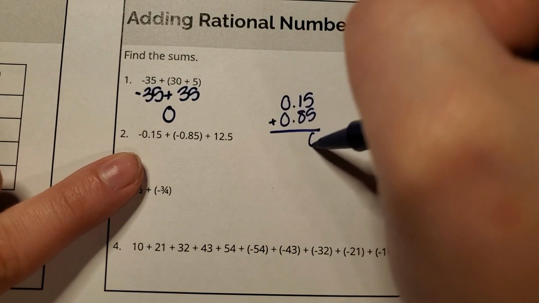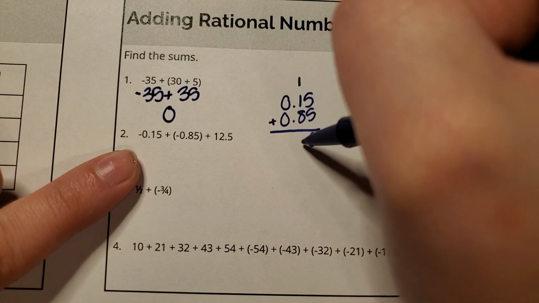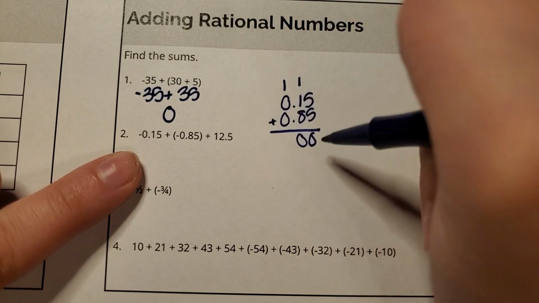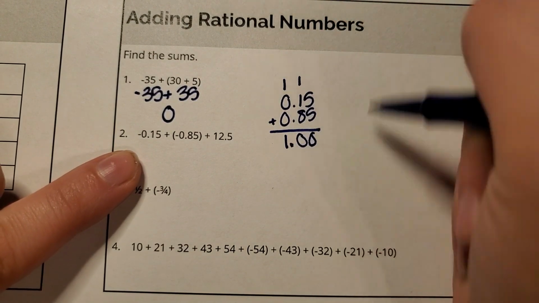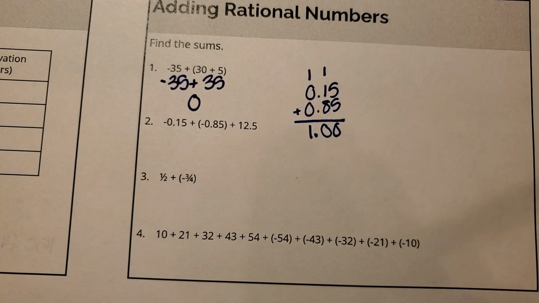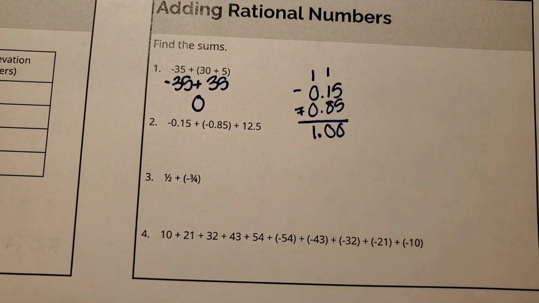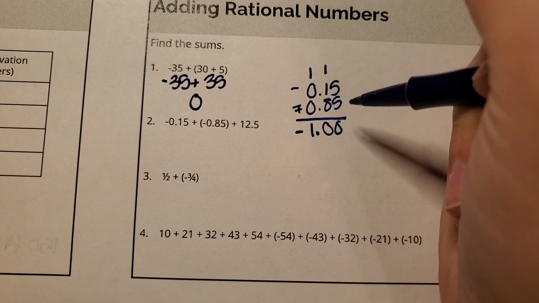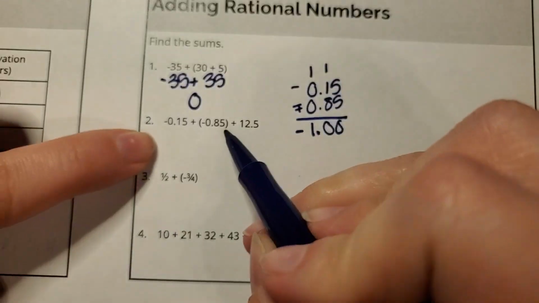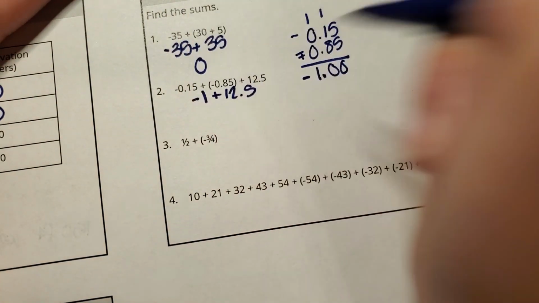5 plus 5 is 10. 1 plus 1 is 2. 2 plus 8 is 10. 1 plus 0 is 1. Bring our decimal straight down. So when we add all these together, we just get 1. Now, since both of these are negatives, our answer will also be a negative. So when I add these 2 numbers, that's what I'm going to do first. We get negative 1 plus 12.5.